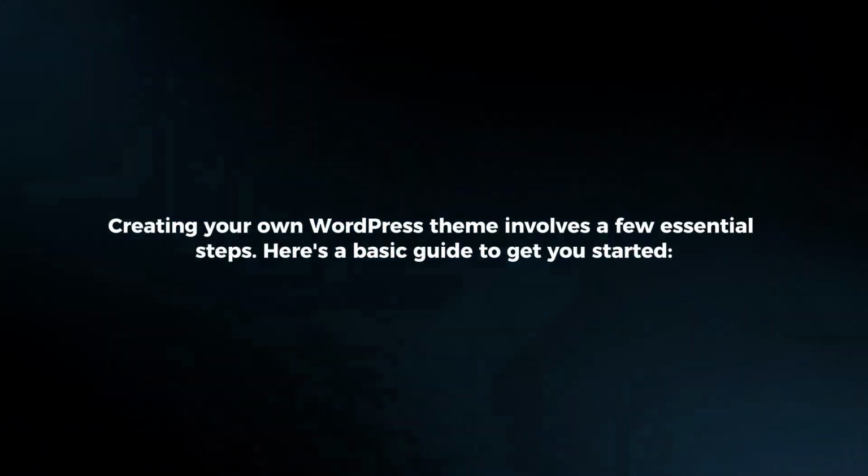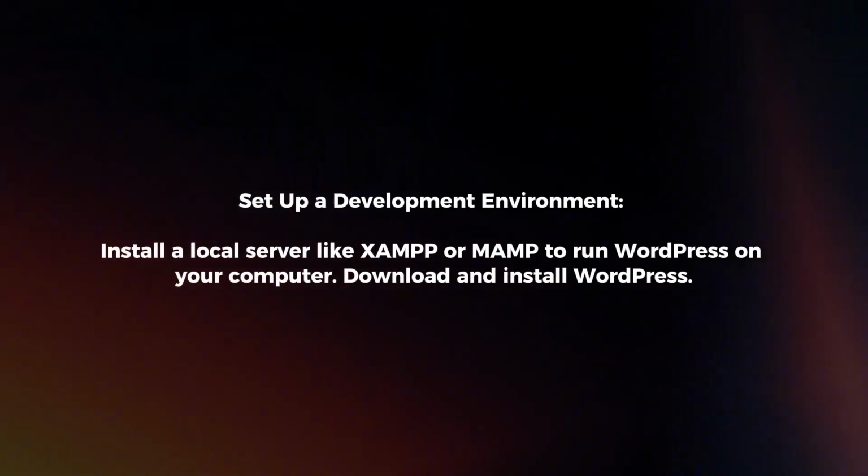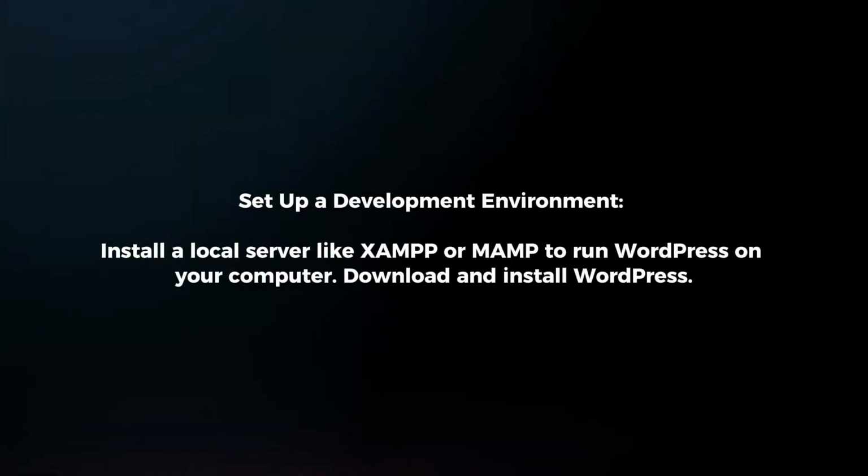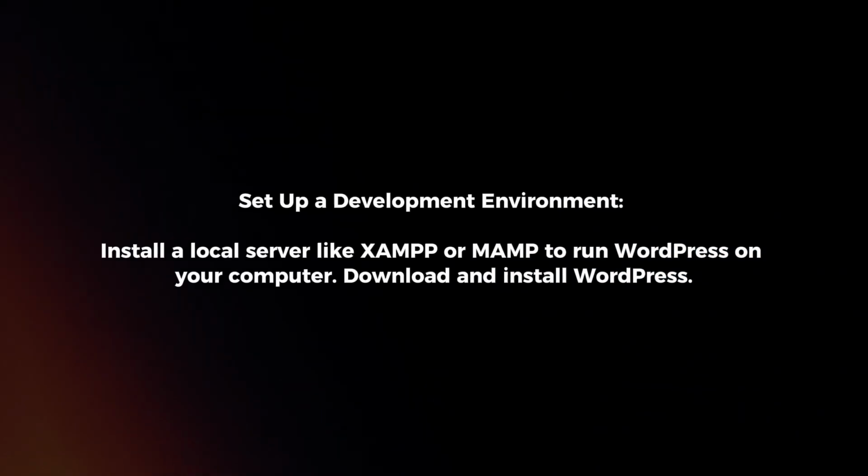Creating your own WordPress theme involves a few essential steps. Here's a basic guide to get you started. Set up a development environment. Install a local server like XAMPP or MAMP to run WordPress on your computer.